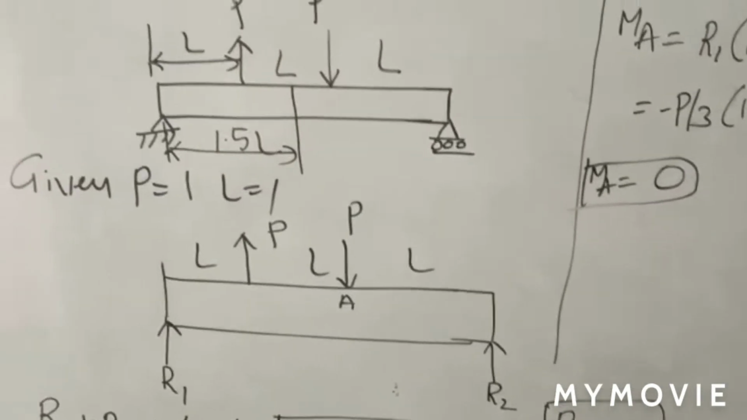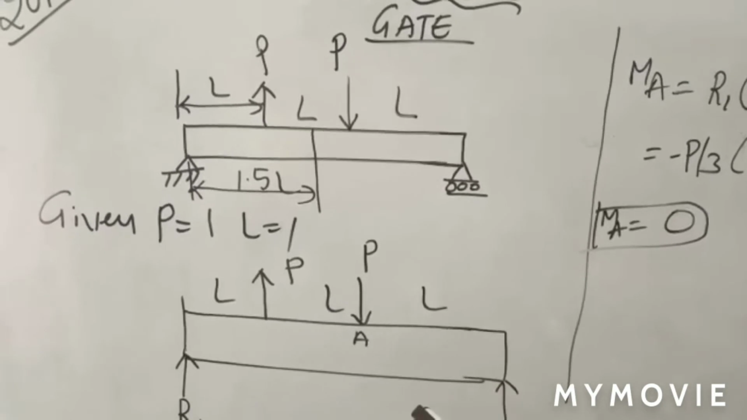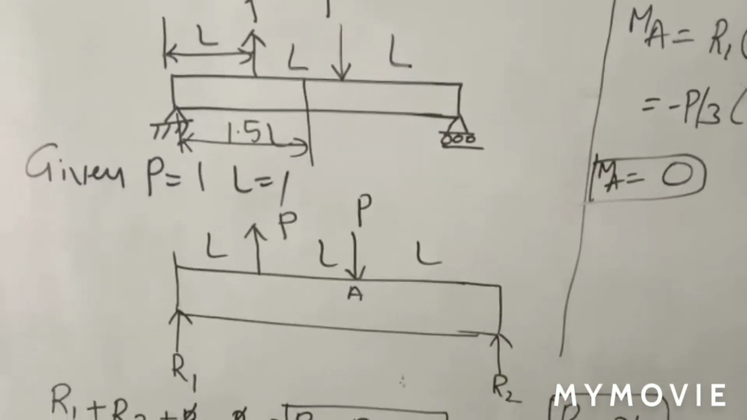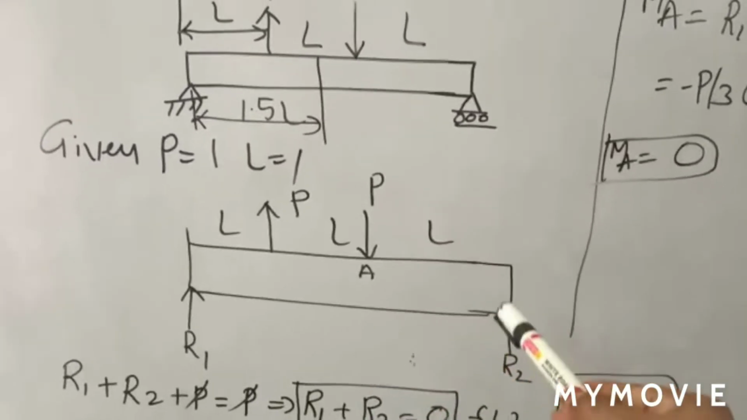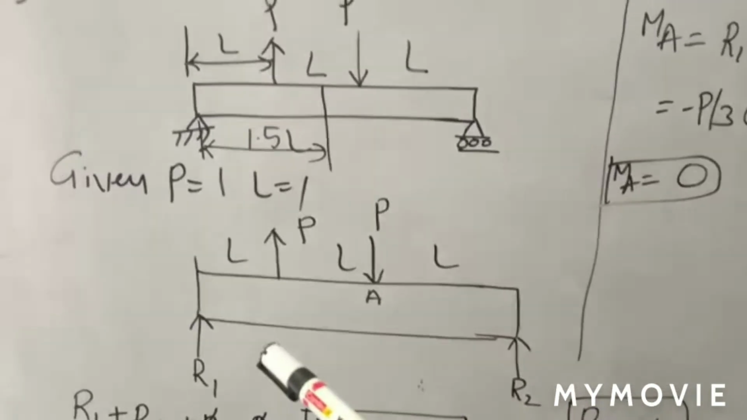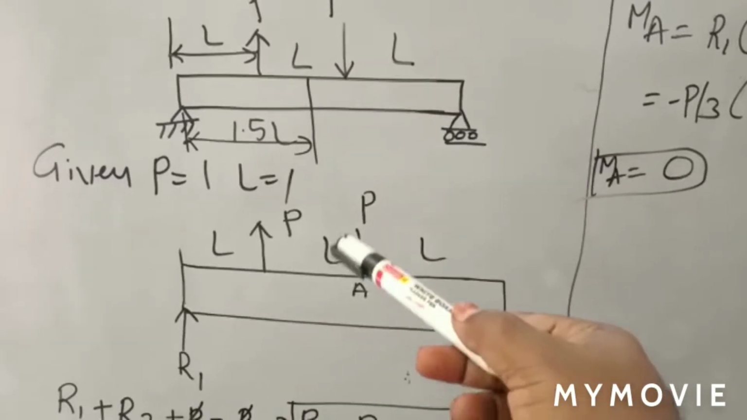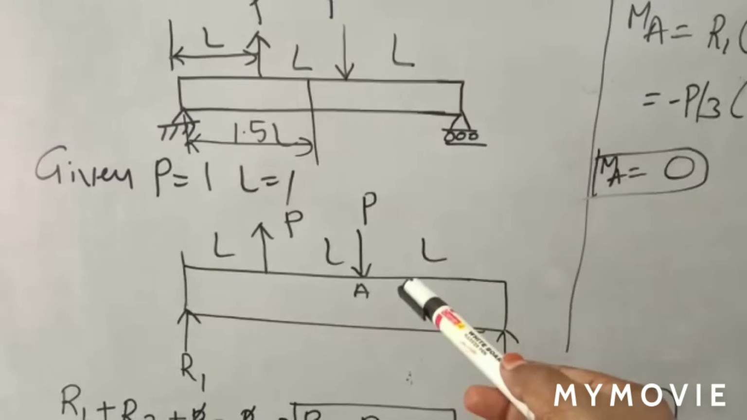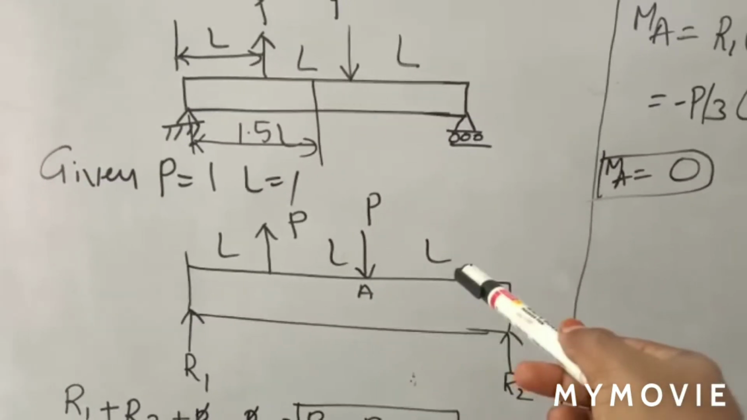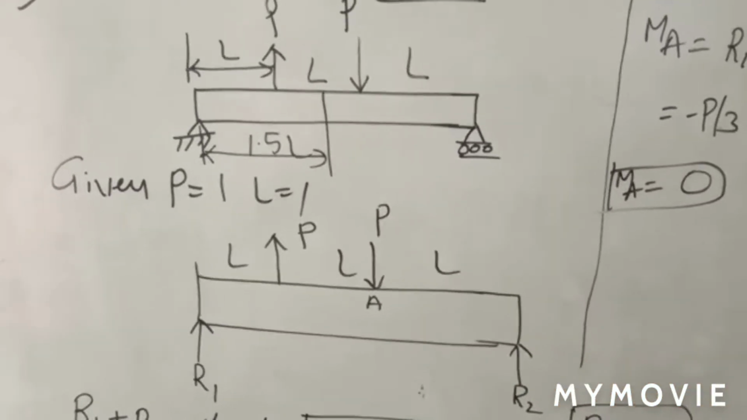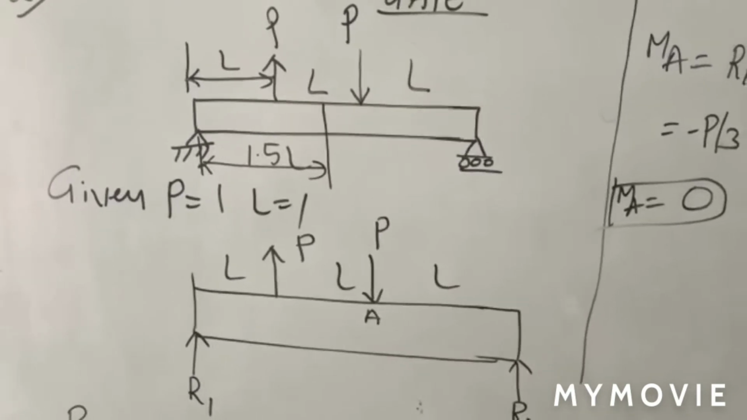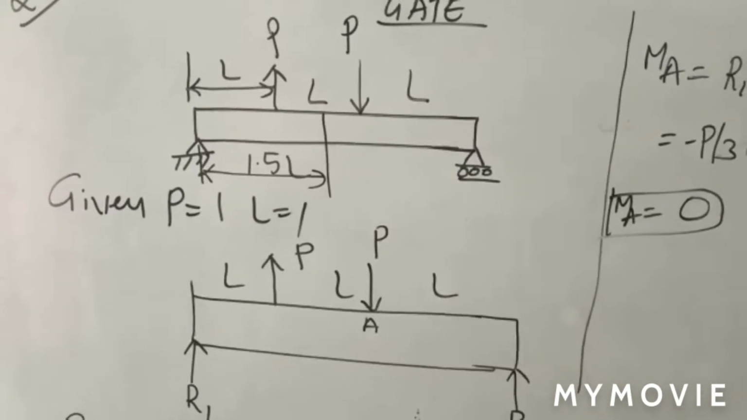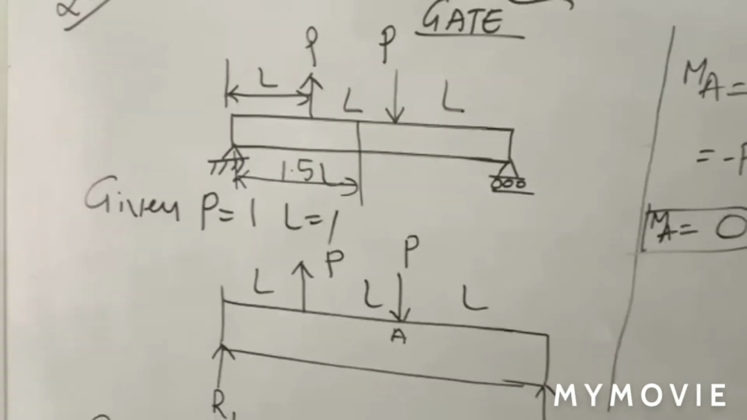So as usual, same process. First draw the free body diagram of this simply supported beam. Reactions R1 and R2, and you have one P value in upward direction, another P value in downward direction, and L value is equal to 1. Now same procedure. First, upward force equal to downward forces, then clockwise moment equal to anticlockwise moment.